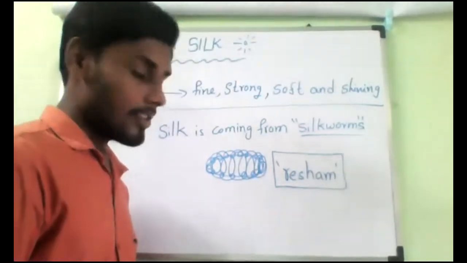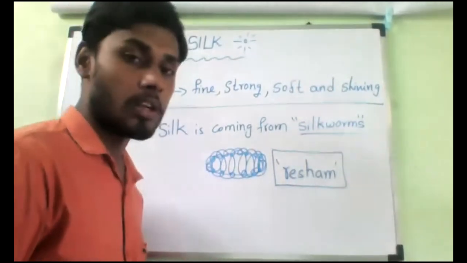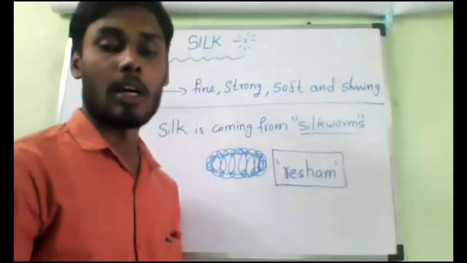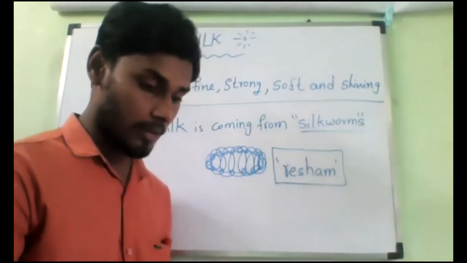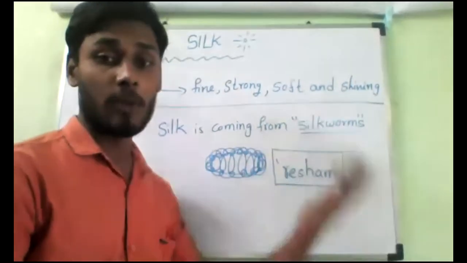Let us see. This is what is called silk. Now you can observe. First, listen, Kaushik, don't write, I will write. If you observe here, is the silk coming from nature or are we making it? Nature. It is coming from nature, from the silkworms.